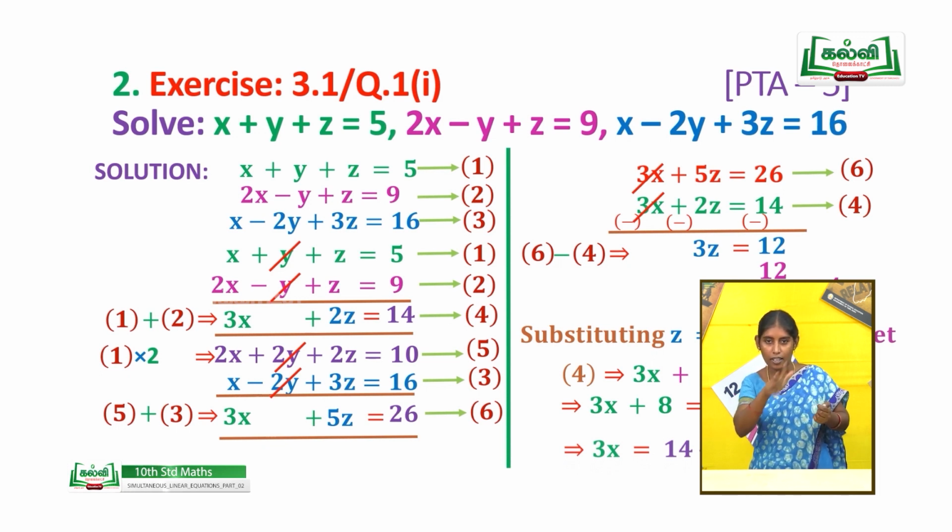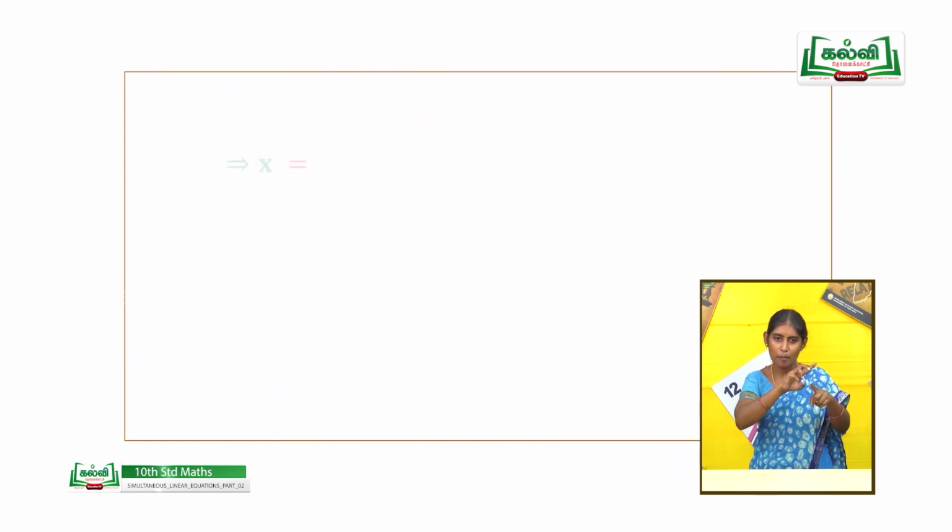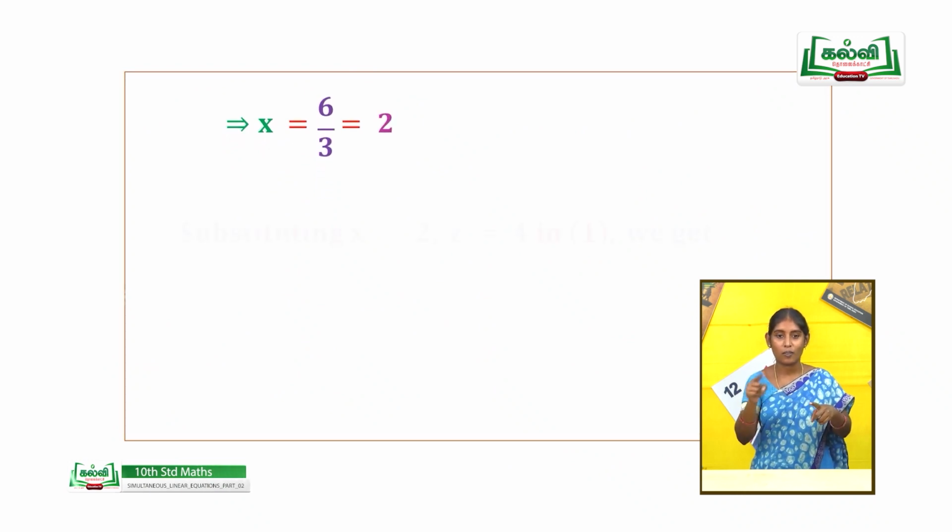Now we have to subtract 8. That is, 8 is taken to the right side with a sign change, or subtract 8 on both sides. So 3x equals 14 minus 8, and 14 minus 8 is 6. 3x equals 6, very easy to find the value of x. x is equal to 6 by 3, that becomes 2. So we got the value of the second variable, x.